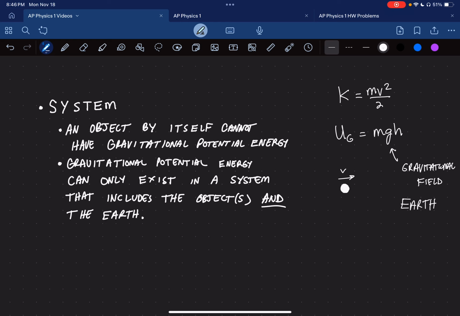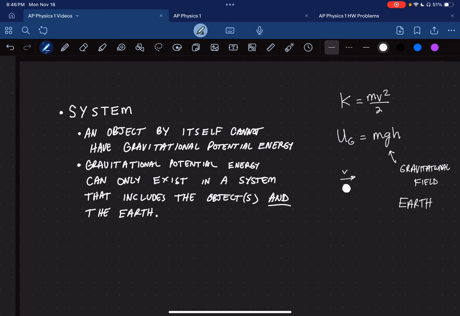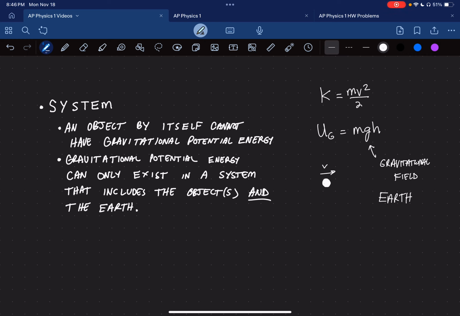Gravitational potential energy can only exist in a system that includes the object and the Earth, or objects and the Earth. And so sometimes we might have a question where making that little distinction matters. And on the AP exam, if they do ask a question about that, yes, it does matter. We have to think about that consideration.